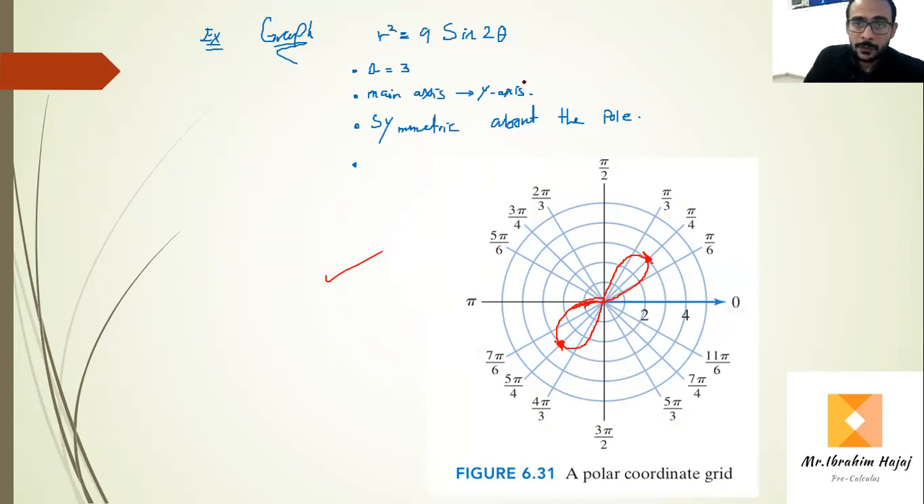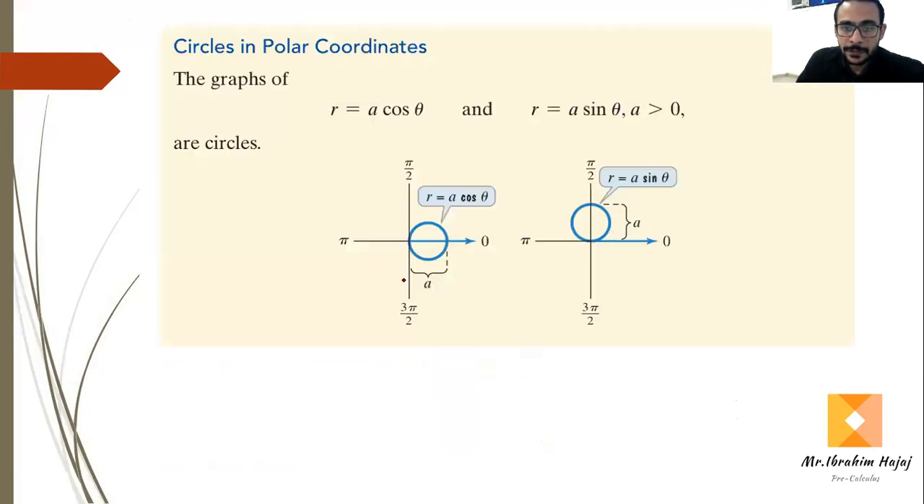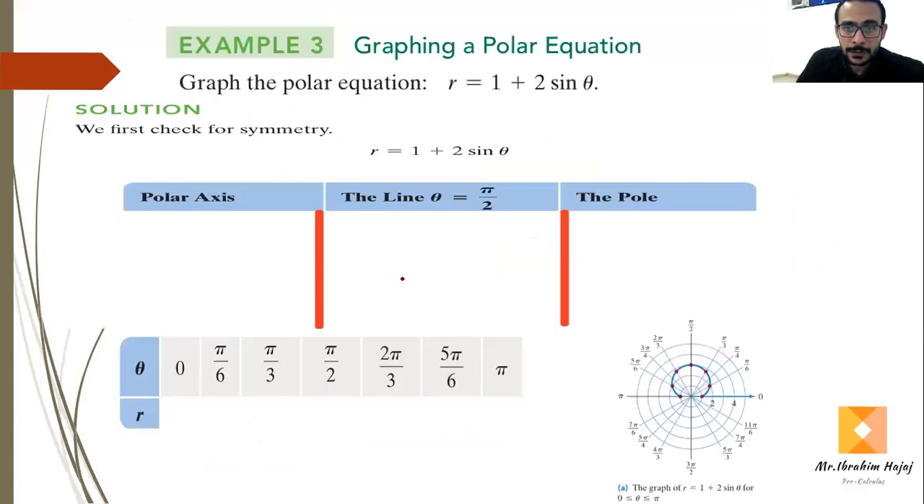It's correct. When it's r squared equals 9 cosine 2 theta, you're going to move 3 units here and 3 units here, and then make an infinity shape. Okay, that's it. And in the exercises of the book, guys, there are no questions about r squared.